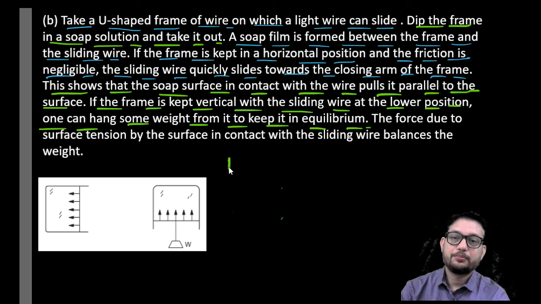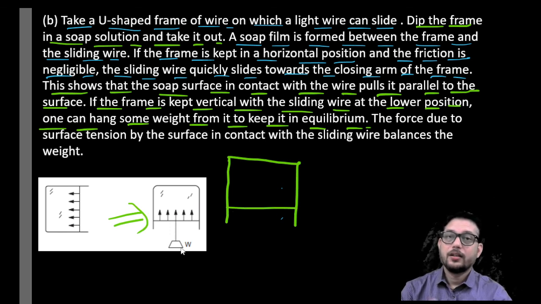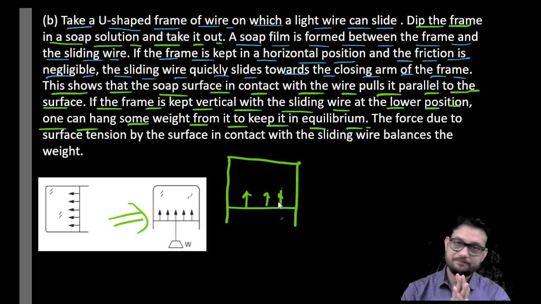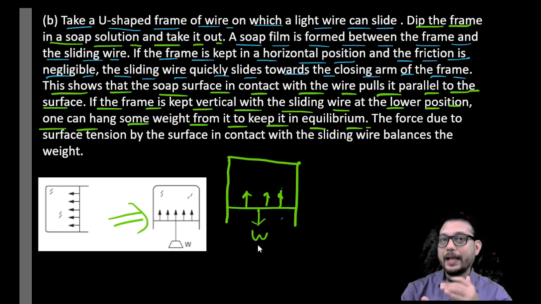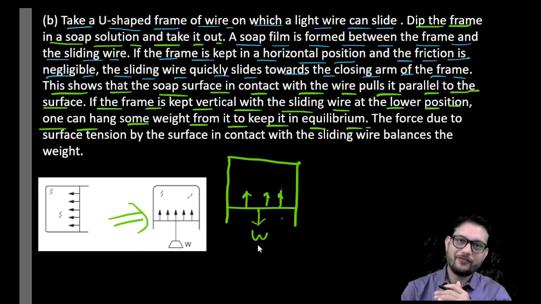We have put the frame like this way, as you can see in this diagram also, and this is your sliding wire. Now as you know, the sliding wire tries to move upward towards the closing end of the frame, and if we want to maintain the position of the sliding wire, then what we have to do is gently place some weight over it so that it cannot be pulled by the surface of the fluid, and it will remain in its stationary position.